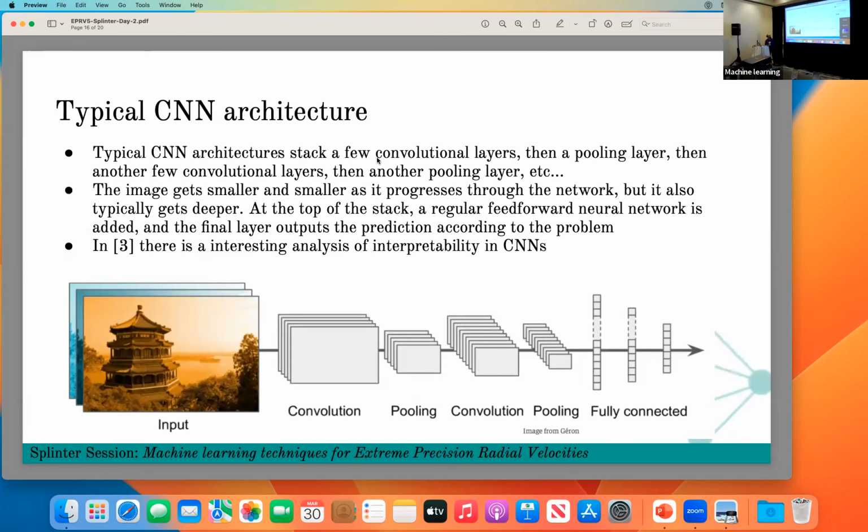So this is a typical CNN architecture. It is done by stacking a few convolutional layers and then a pooling layer, convolution, pooling, and so on. At the end of the network, you have extracted, hopefully, the more complex features. So you just need to add a regular neural network to work with them. And at the end of the network, you have to add the layer according to what you are working with, right? It's a regression, it's a classification, etc. So this is one of the good practices when working with convolutional networks.